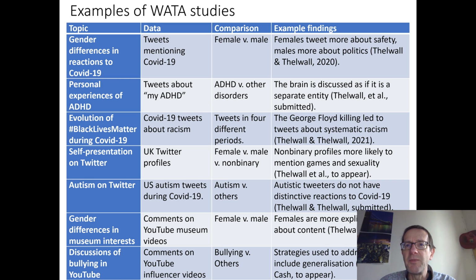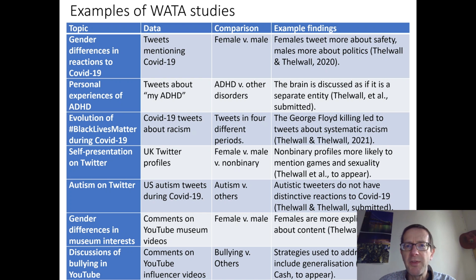And the findings column gives some examples of the types of findings that you can get as the end product of a word association thematic analysis. For example, the top one, a COVID study found that females tweeted more about safety and males more about politics when they were tweeting about COVID-19 in the first few months.